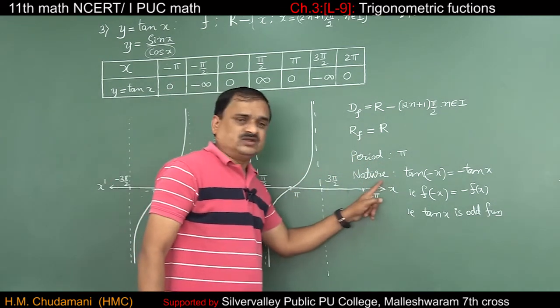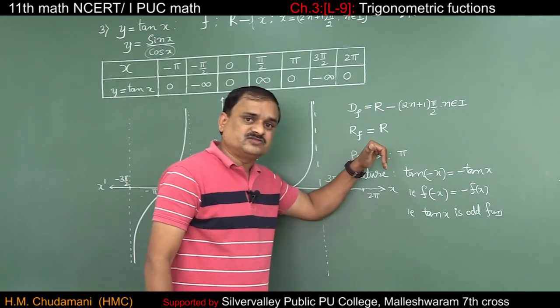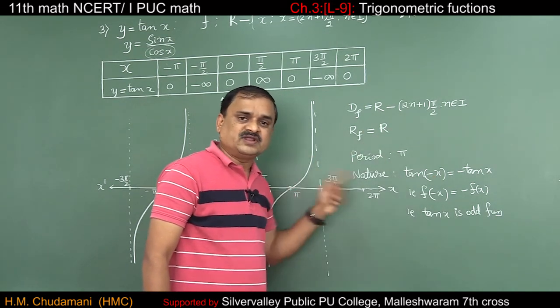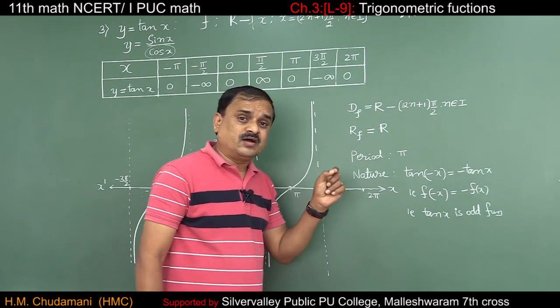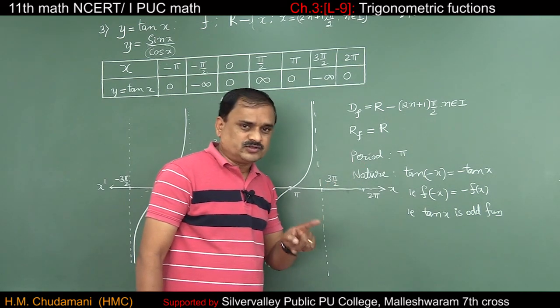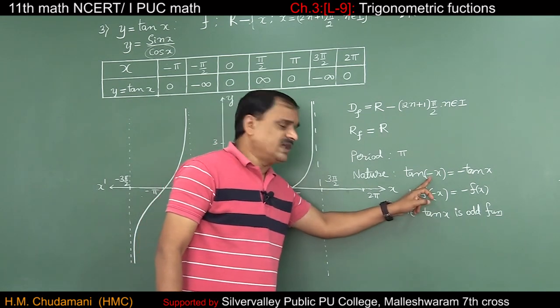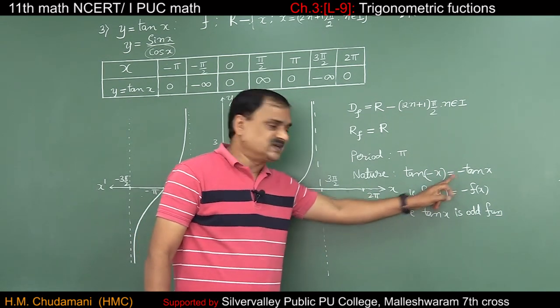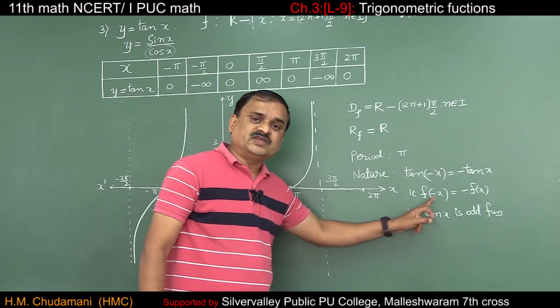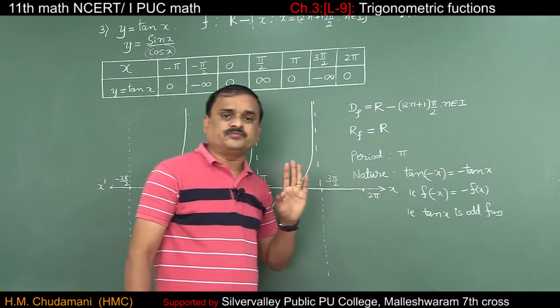Look at the nature. Tan of minus x: minus theta lies in the fourth quadrant. As per the ASTC rule, tan of minus theta is minus tan theta. Correct? In the fourth quadrant, only cos and secant are positive. That's how tan of minus x is minus tan x. So f of minus x equals minus f of x, which means tan x is an odd function.